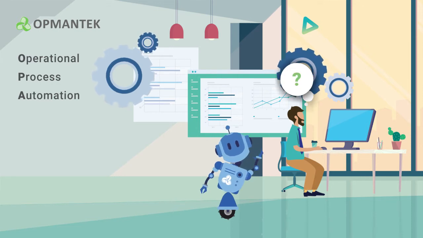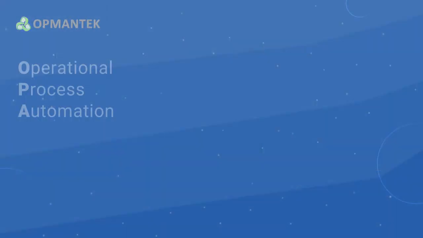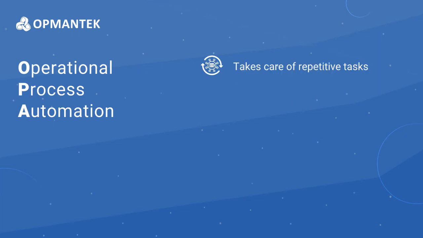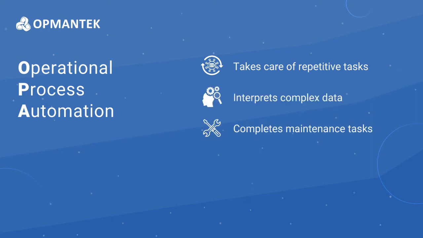But how does that help me, I hear you ask? Well, the purpose of OPA is to get the right systems and workflows in place to remove repetitive tasks from your workload, interpret complex network data for you, assist you with advanced maintenance tasks, predict faults before they even arise, and remediate issues on your behalf.